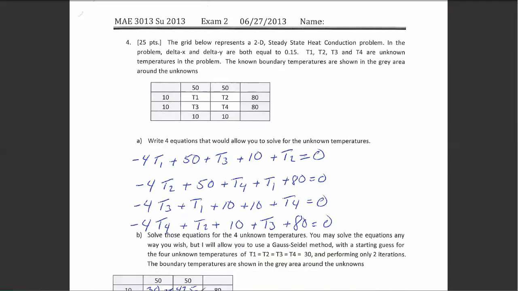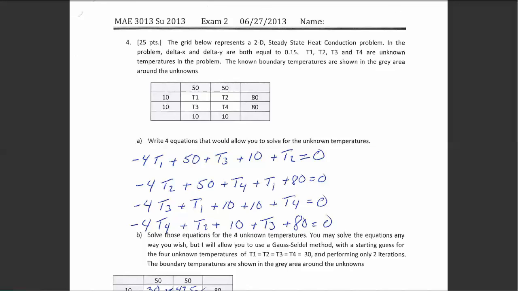Okay, problem number 4, a finite difference, steady state, so time is not involved. Steady state heat conduction problem. Delta x and delta y are both 0.15. I've shown the unknown temperatures, T1, T2, T3, and T4 is my naming convention, and the boundary temperatures are given.